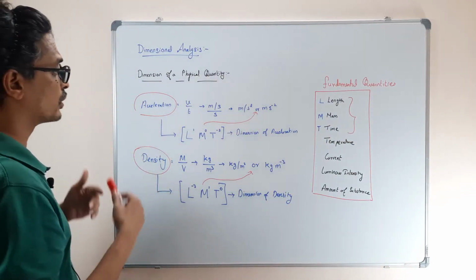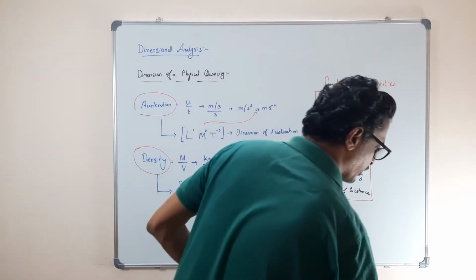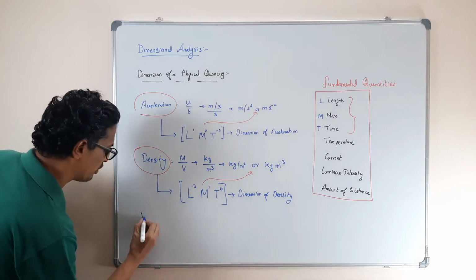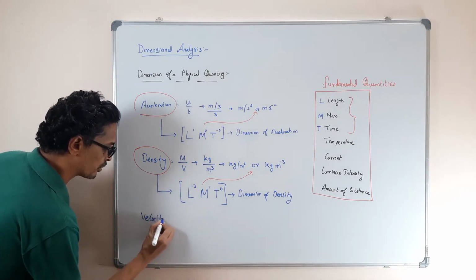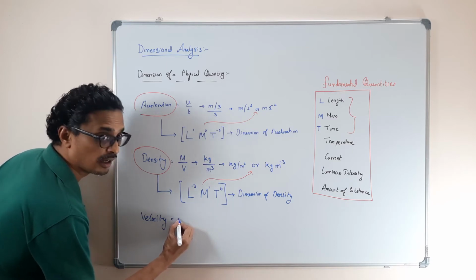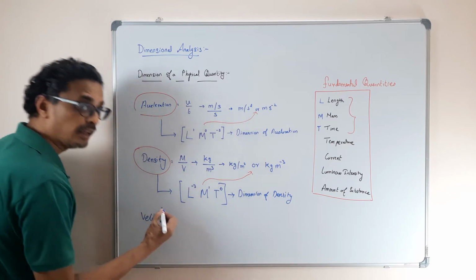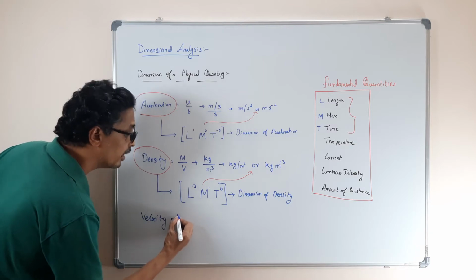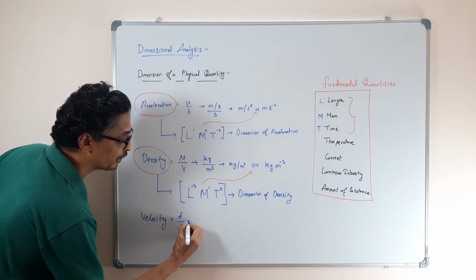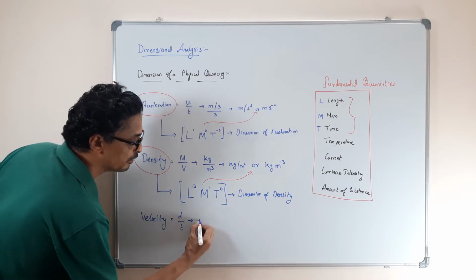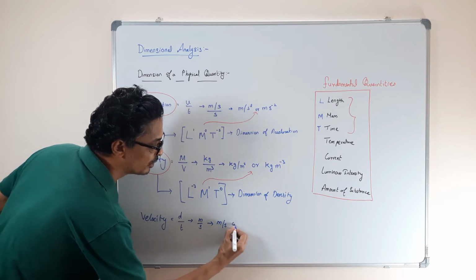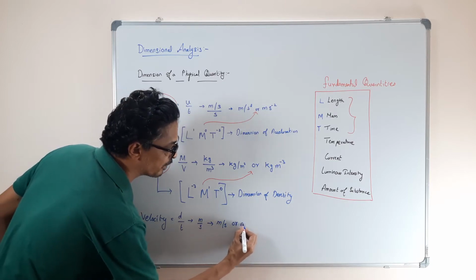You can do it for velocity. So tell me, what will it be for velocity? Velocity will be simple, am I right? Velocity is equal to displacement per unit time, so let us call it d by t. And the unit will be what? Distance is in meters, by seconds. Therefore, the unit is meter per second, or m s to the minus 1.